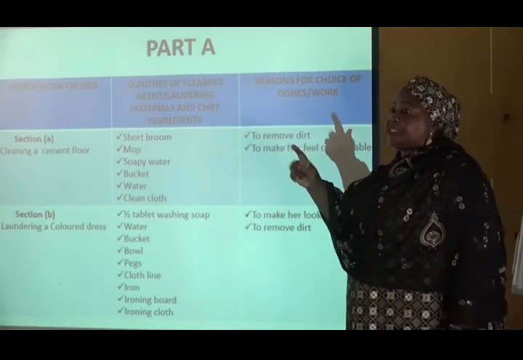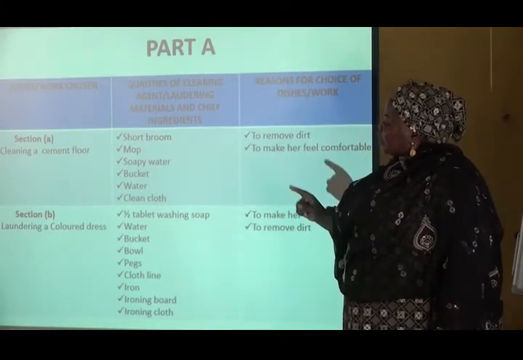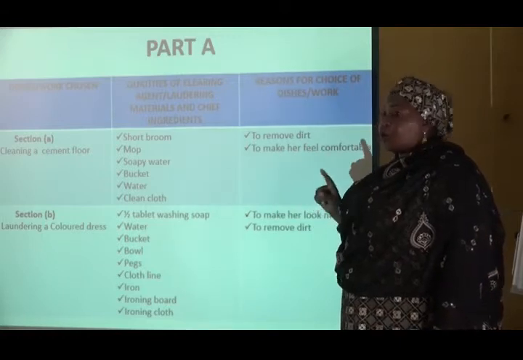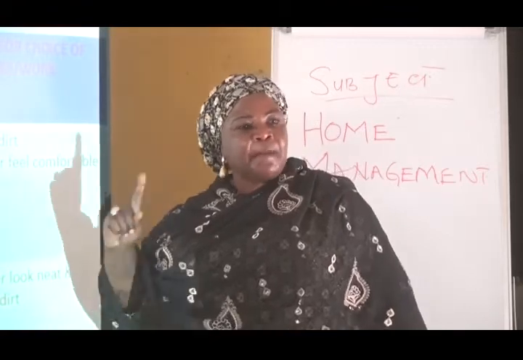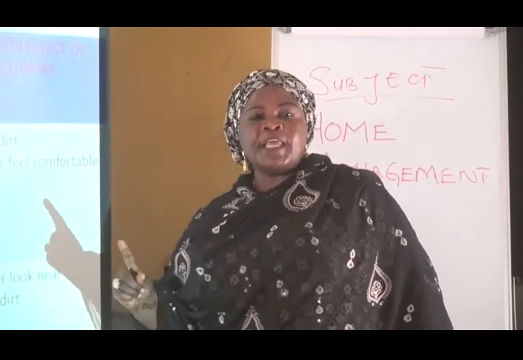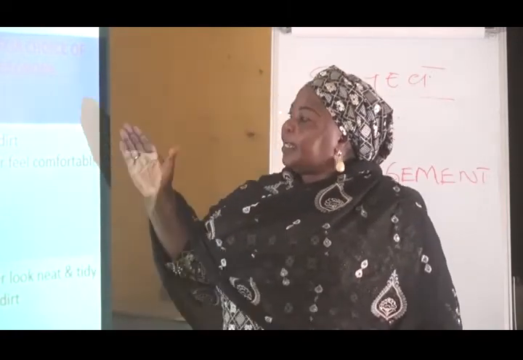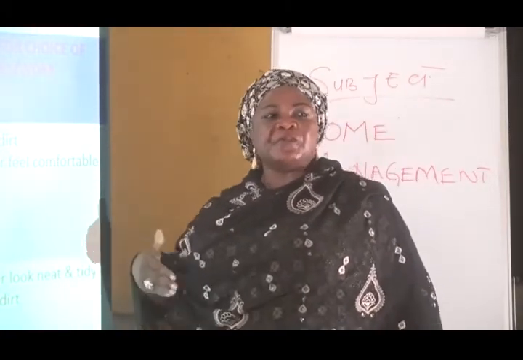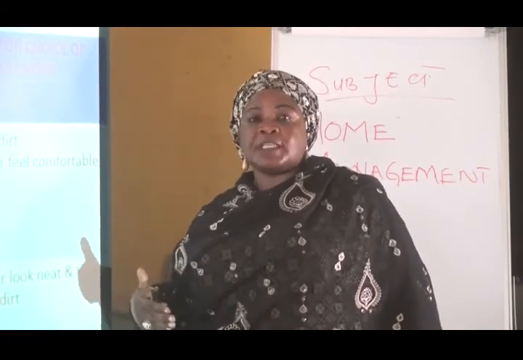Section A here represents your A in the question, cleaning a cement floor. Section B is laundering a colored dress. And then the quantity of whatever you are using. Remember, please, economy is very, very important at this point. Then here you are supposed to specify the reasons why you have chosen that work or why you have chosen that dish.